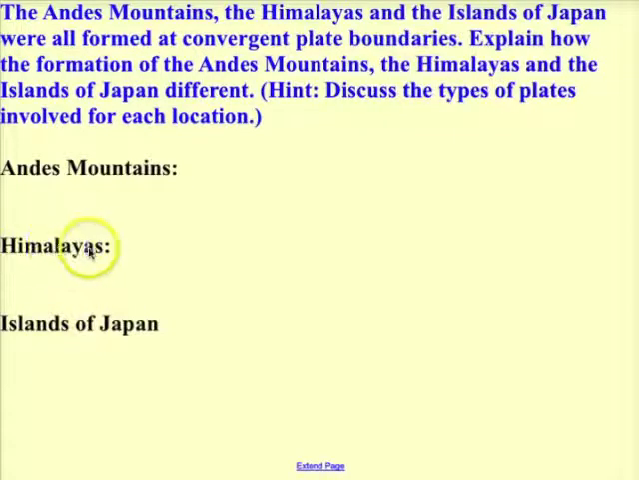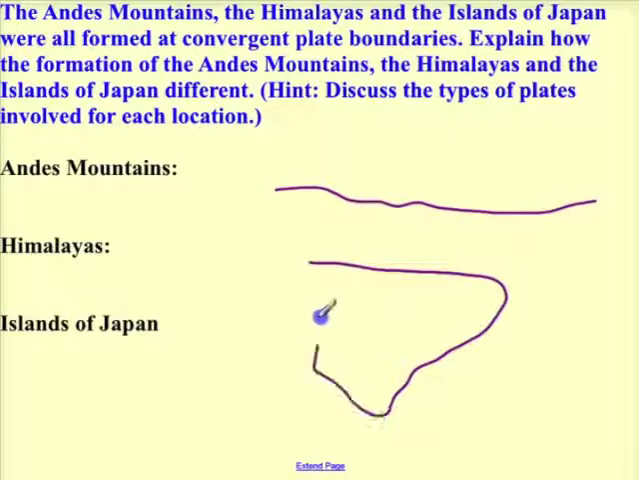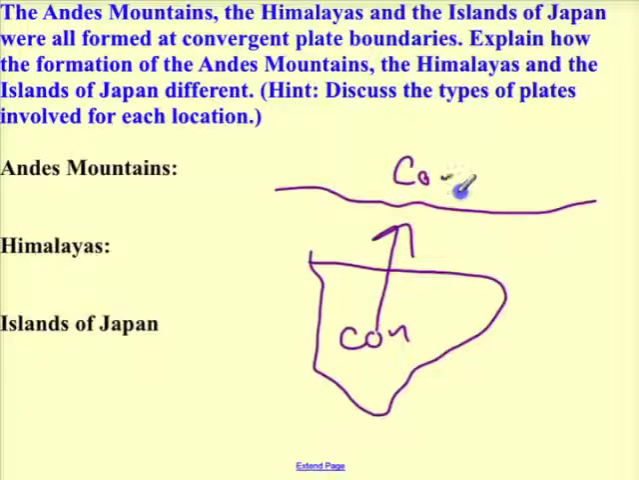Now the Himalaya Mountains, right here. If we remember the Himalaya Mountains, what happened with those is you had India coming into the underside of the Eurasian continent. So you had Eurasia, and then you have India coming up here, and it actually slid into it. So here you have two continental plates coming together. So it's definitely a convergent plate boundary.